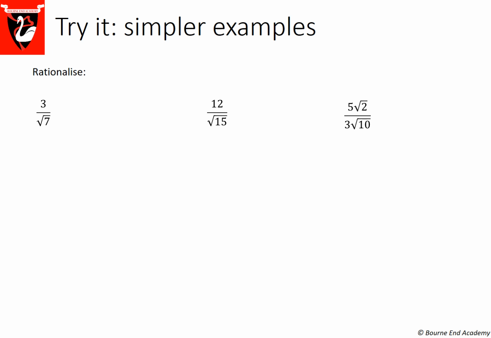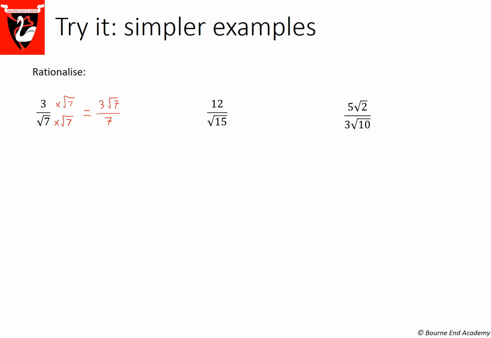Right, let's correct these 3 questions together quickly. First question, I am focusing on the denominator. The denominator is showing a root 7, so I need to multiply the denominator by root 7. Therefore, I need to multiply the numerator by root 7 as well. What does this leave me with? The denominator is root 7 times root 7, therefore 7. The numerator is 3 root 7.